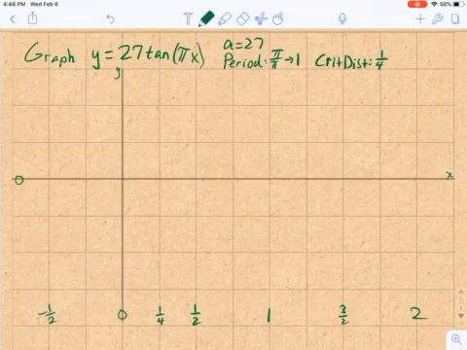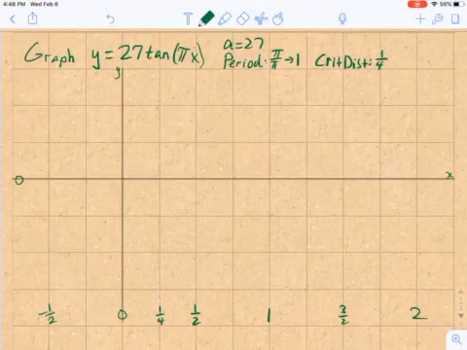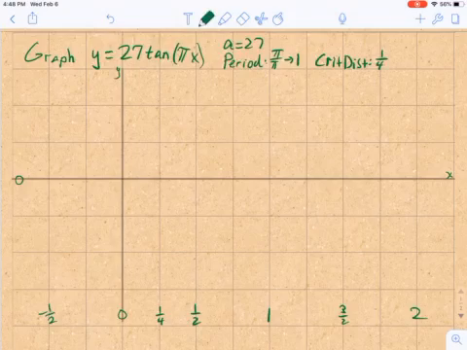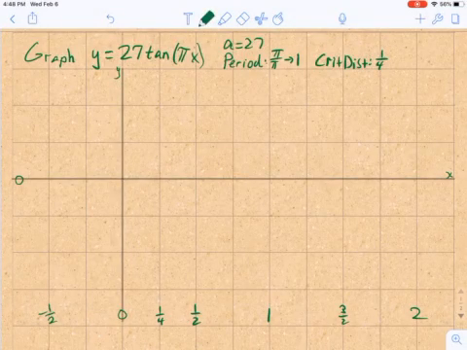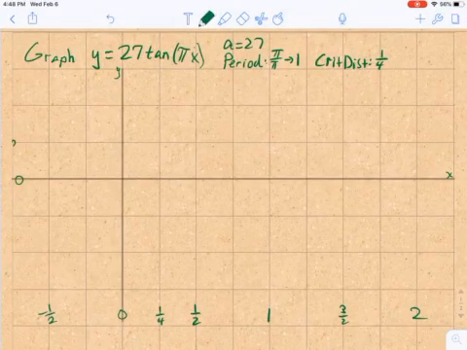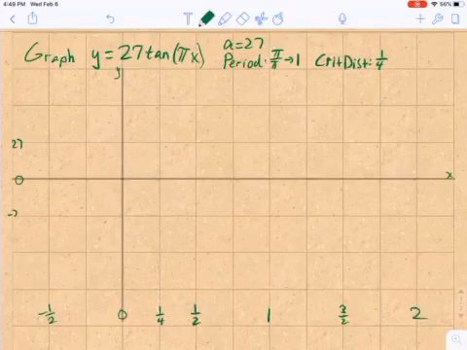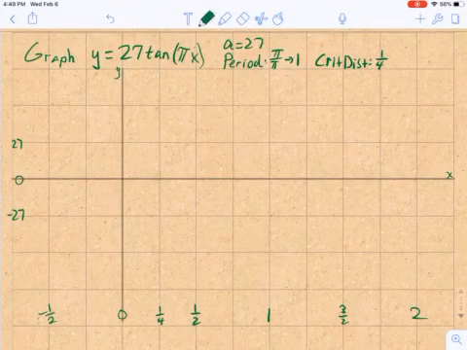And then my y scale, what I recommend with tangent or cotangent is to set 1 unit of square in the y scale to be your amplitude. So this is 27, and this is negative 27. Okay, we are ready to go.